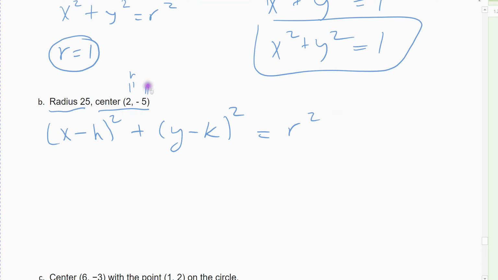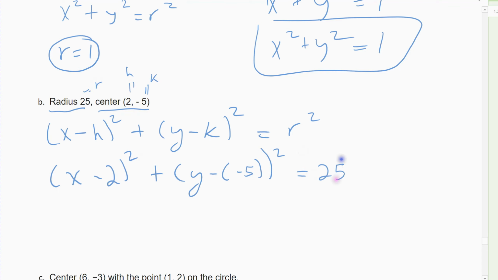This is my h value, this is my k value. And so when I plug this in, it's x minus 2 squared, y minus a negative 5 squared, and then it's the radius squared. Well, this is my radius, so it's 25 squared. Students will want to take the square root of that. It's not. It's going to be a much bigger number.